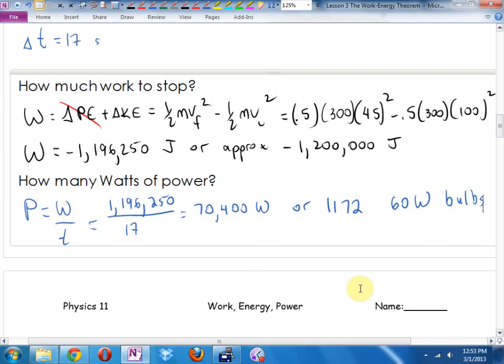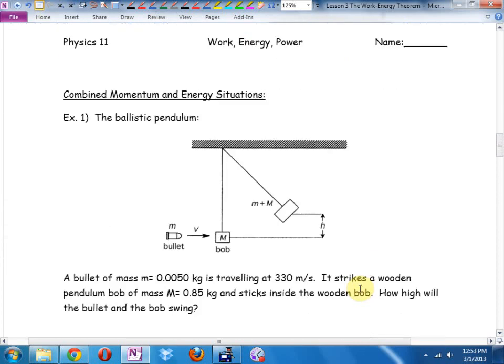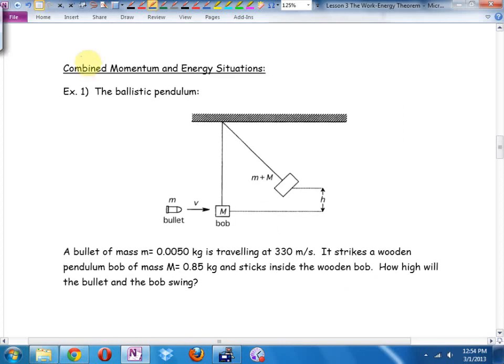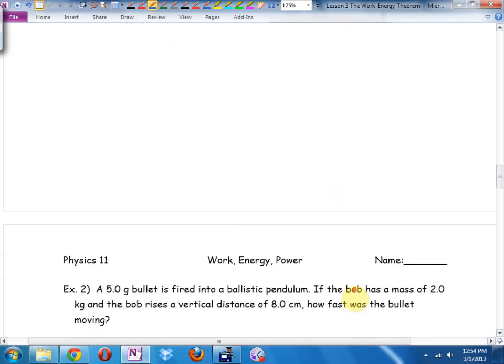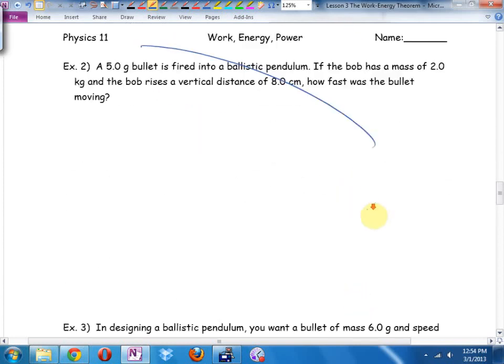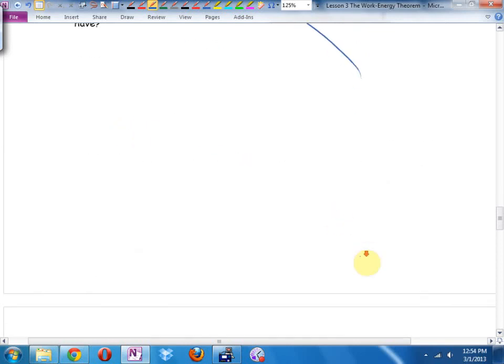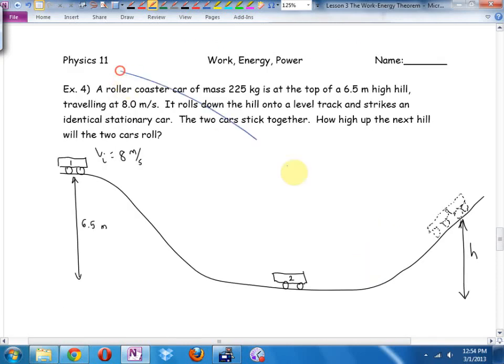Smart stuff. I used to do momentum before I did work and energy, and this is a really cool question. It's called the ballistic pendulum. It combined momentum and energy. Our next unit is momentum. I flip-flop the units around, and I keep forgetting to take these notes off of this lesson. So all we're going to do is a preview of coming attractions. We've done roller coasters, but we haven't done roller coasters that crash into each other. Crashes are what you analyze momentum with in the next unit.